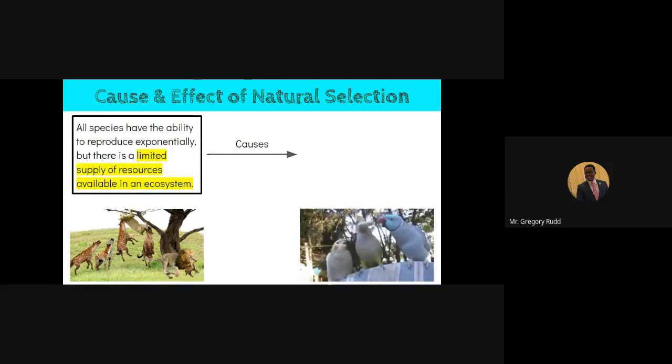All species have the ability to reproduce exponentially. It's kind of hard to wrap your mind around because we don't ever see that really taking place. Maybe if you think about an insect species or a rodent species, you can see some of that exponential reproduction taking place.